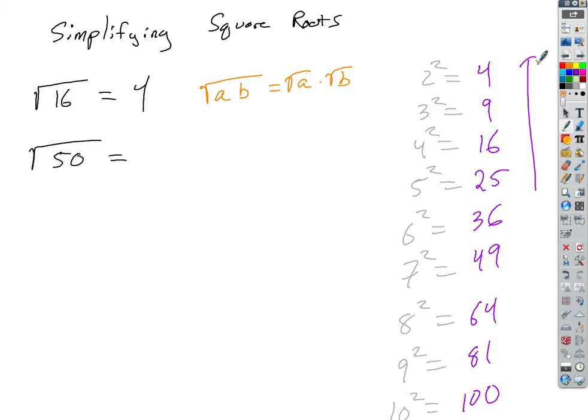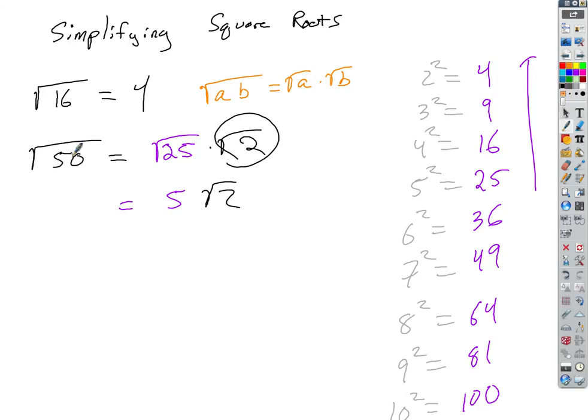So we're going to rewrite this as the square root of 25 times the square root of whatever's left over. Well, 25 times what is 50? 2. So we can split it like that, right? We can write it as the product of a square root of a perfect square times some leftover. The square root of 25 is what? 5, right? So this looks like 5 times the square root of 2. So we're stuck with a square root, but it's a small one. It's only got a 2 inside instead of a 50, right?